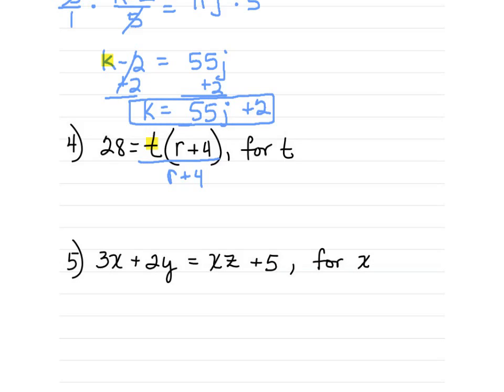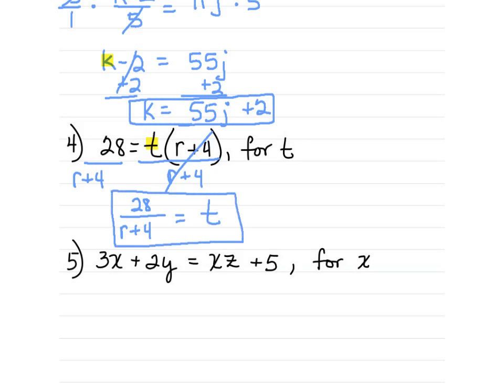And whatever we do on one side, let's do on the other. Okay, and T is isolated. So 28 over R plus 4 is equal to T. And that would be the solution.